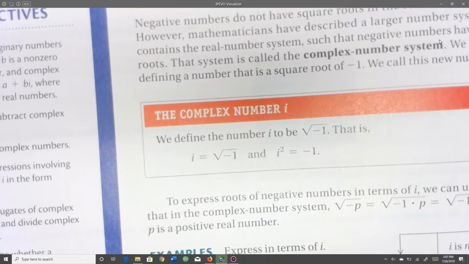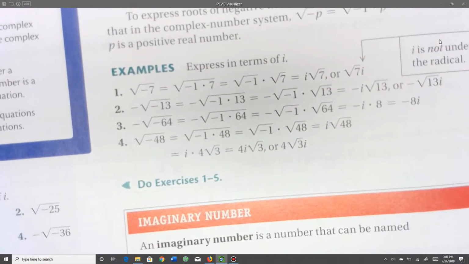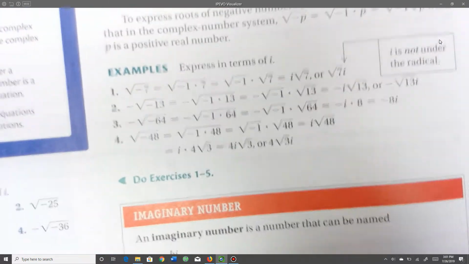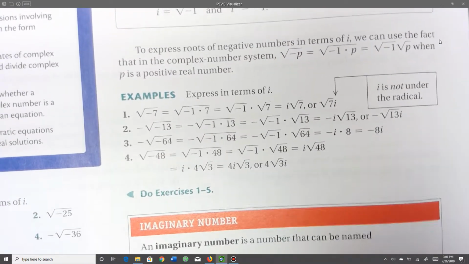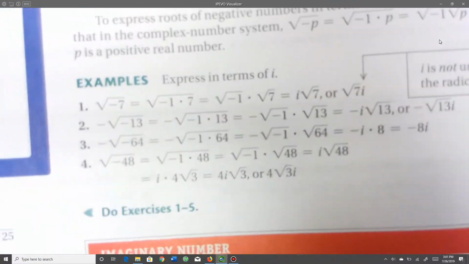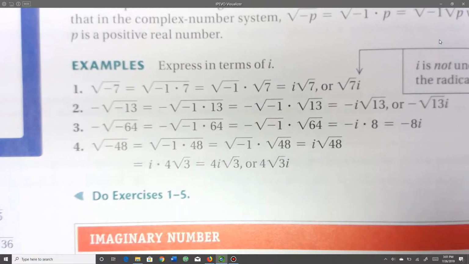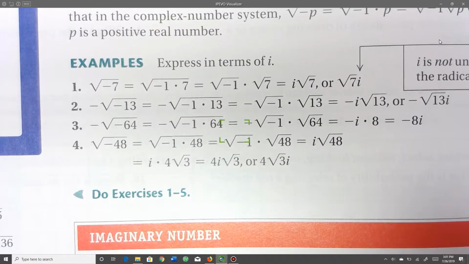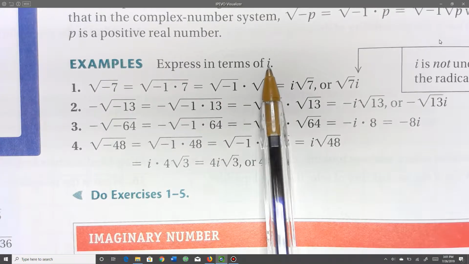So just think about treating i as any other variable, and you should be able to add, subtract, multiply to it, and use the rules for exponents and everything, just as you would a variable. Okay, so let's move on to the first example. They are asking us to express in terms of i.